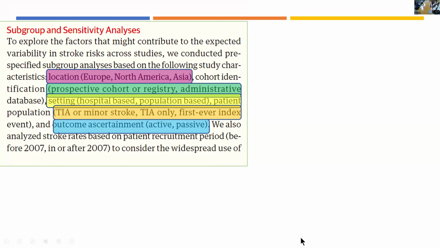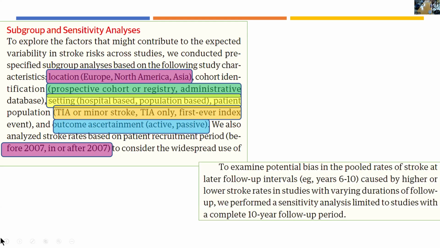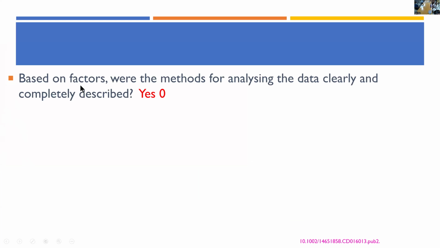They planned to do subgroups and studies done before 2007. Why do we do time based? Because care changes. Over time, what is experimental may soon become standard of care. Over time, we must also divide with systematic reviews. And they looked at studies which looked at 1 year, 2 up to 5 years, and 5 up to 10 years. So they looked at those kinds of outcomes too. So based on these factors, were the methods for analyzing the data clearly described? I thought the answer was yes, the methods were clearly described.